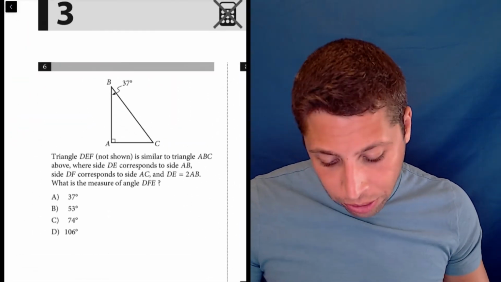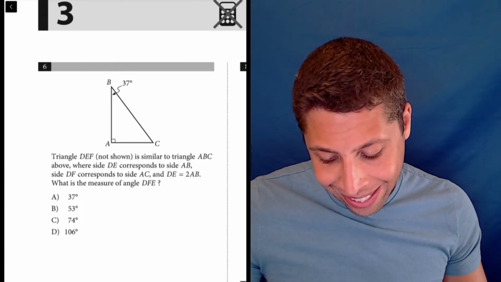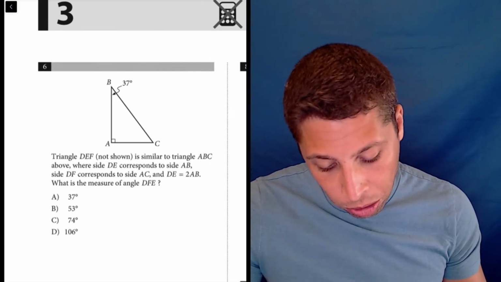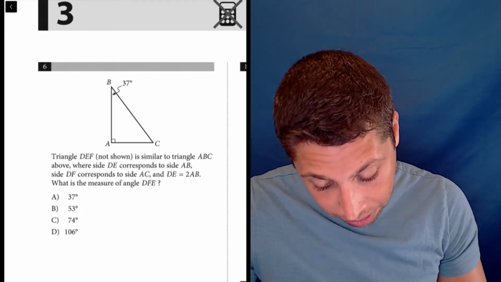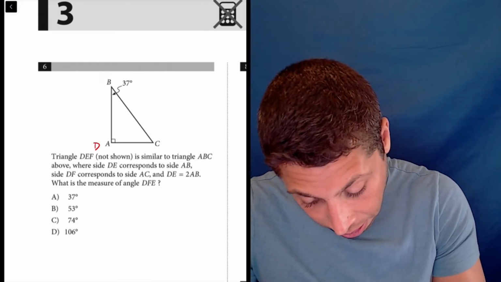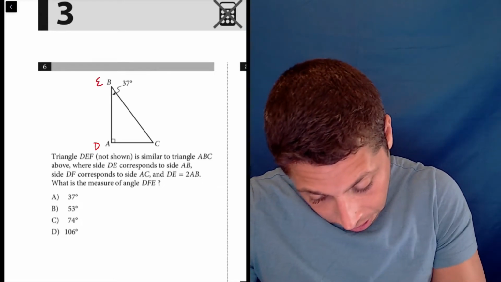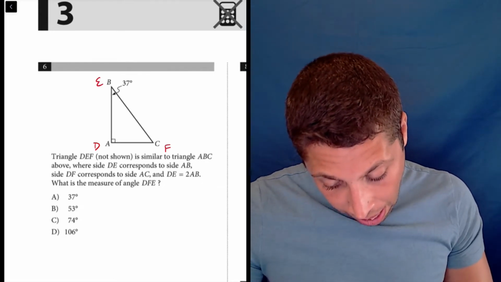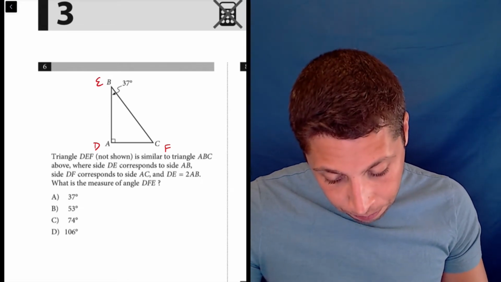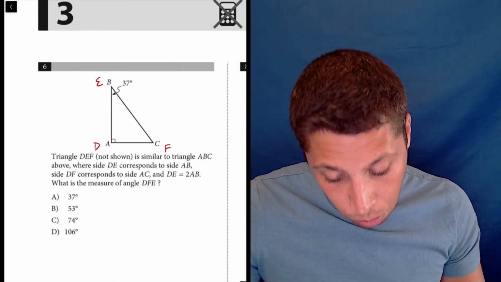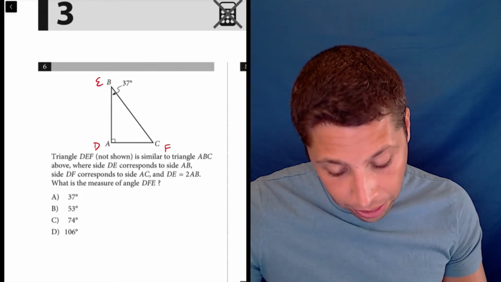6. Triangle DEF, not shown, is similar to triangle ABC above, where side DE corresponds to side AB and side DF corresponds to side CE. So D is here, E is here, F is here, and DE is equal to 2AB. What is the measure of angle DFE?